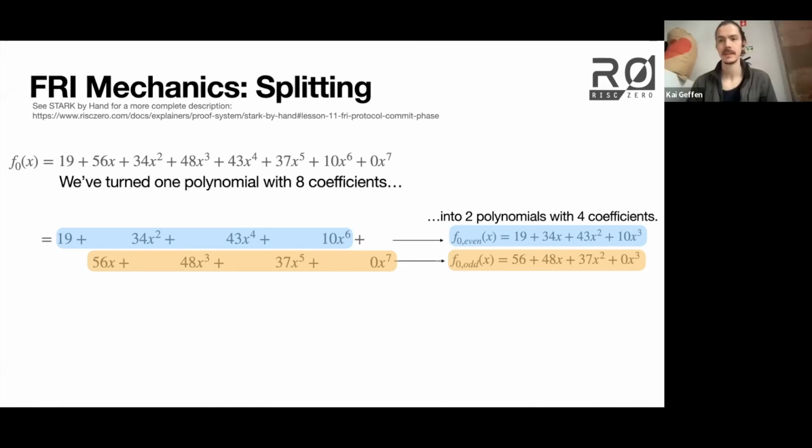If you're splitting by 16 instead of by 2, do you have a different random coefficient given by the verifier for each of those, or not? At this point, there's no randomness yet. This is a fully deterministic step.